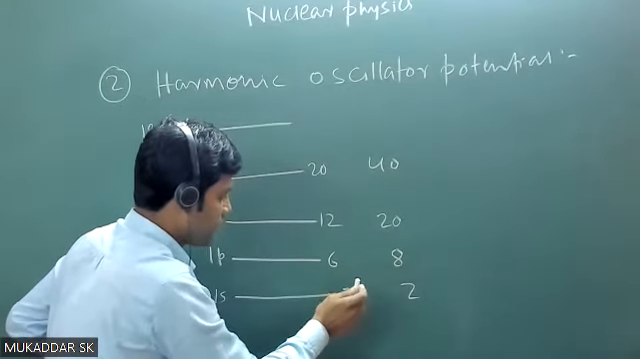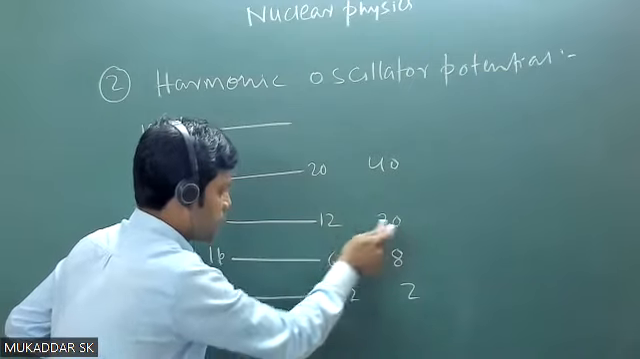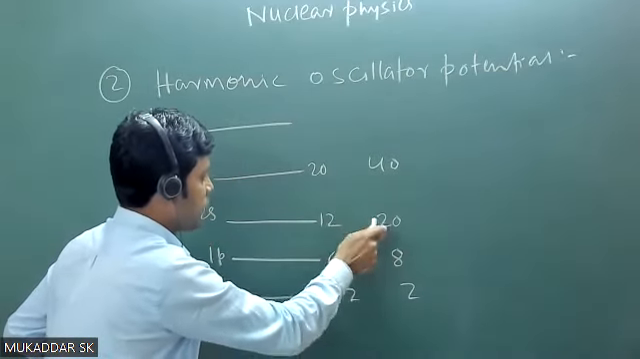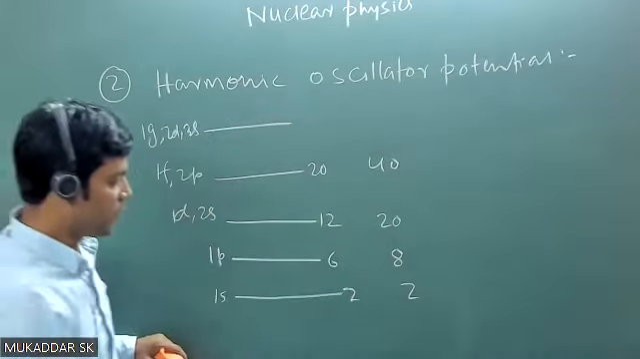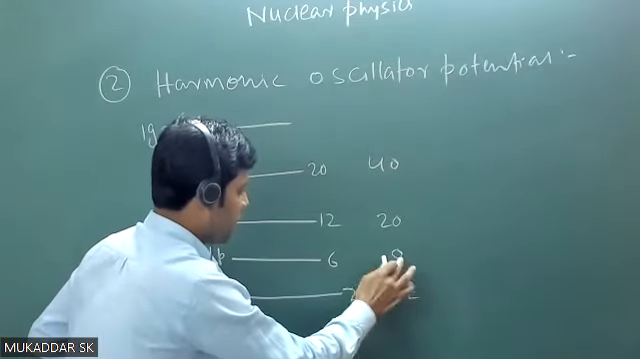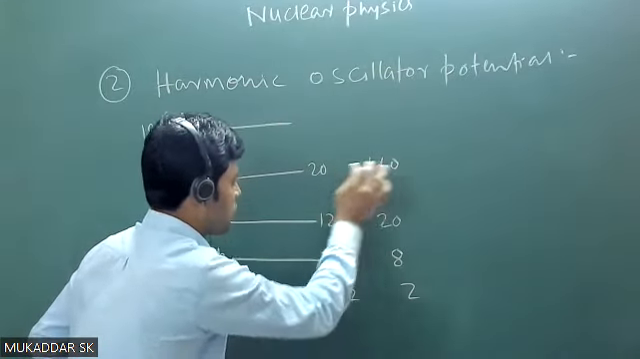So very easy. 2 first, 2 plus 6, 8. Second magic number. Third, 2 plus 6 plus 12, 20. Fourth, 20 plus 20, 40. वैसे भी कर सकते हो. 2 plus 6, 8. 8 plus 12, 20. 20 plus 20, 40.